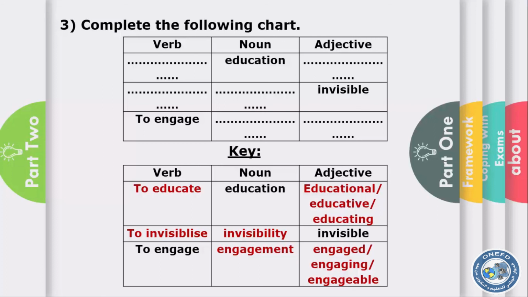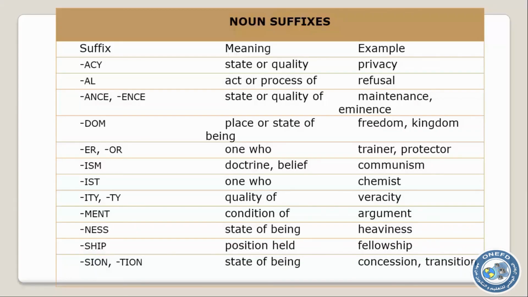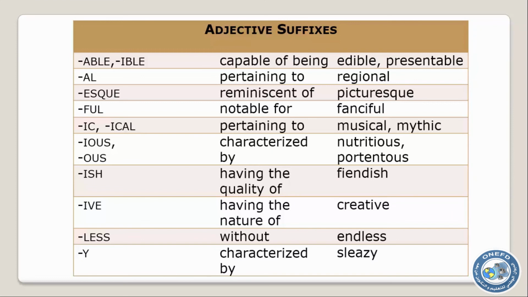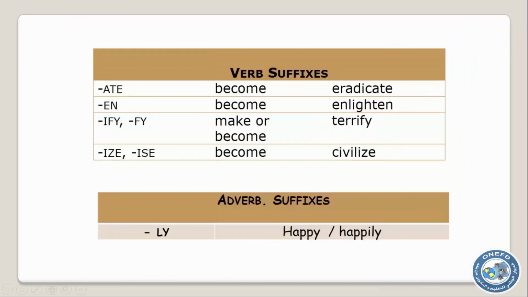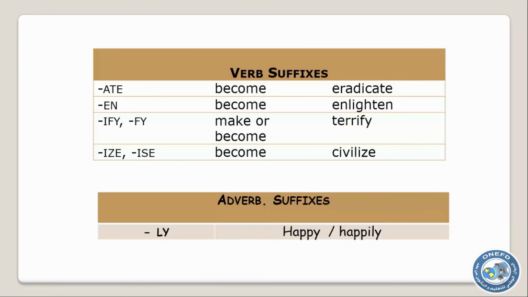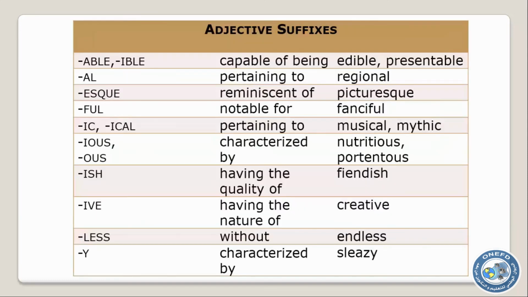So let's take a look at some lists of suffixes. We have provided you again with lists of suffixes in order to help you later on with this type of activity. We have the noun forming suffixes, the verb forming suffixes, the adverb forming suffixes, and finally the adjective forming suffixes. Read them carefully and take down some notes because you will be needing them in your exams. Even if you don't have a wide vocabulary in English, these suffixes will help you in your exams.